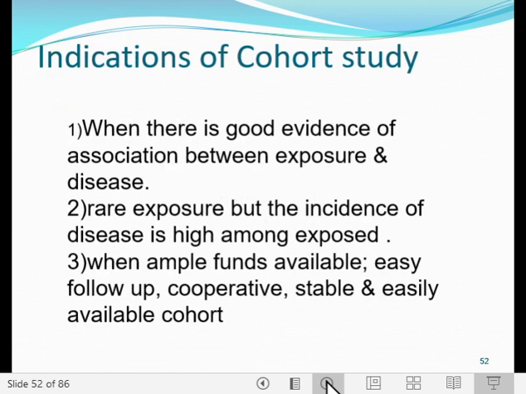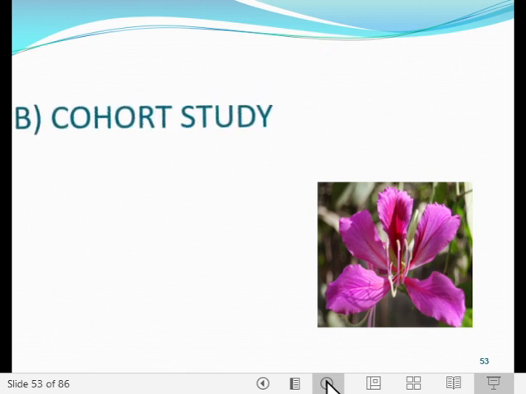So, what are the indications of cohort study? When there is good evidence of association between exposure and disease, when there is rare exposure but the incidence of disease is high among the exposed, when ample funds are available, and when there is easy follow up, a cooperative, stable and easily available cohort. A cohort study takes a long time and therefore you require ample funds, and you require a stable and easily available cohort so that people don't drop out of the study.